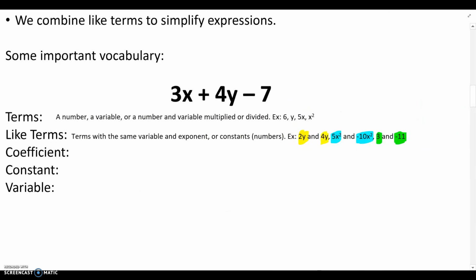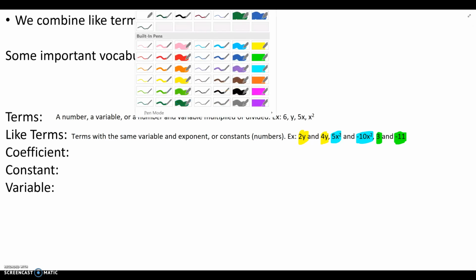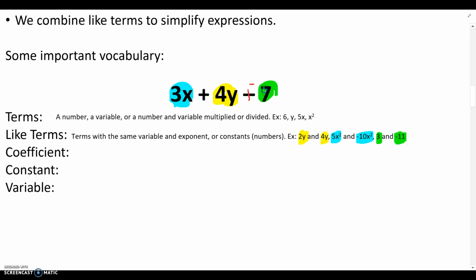So if we look up here at this algebraic expression, we have 3 x's and we have 4 y's, and we're going to change this to addition, and so we have a negative 7. And so therefore, we don't have any like terms because there's no other x's to go with our 3x, there's no other y's to go with our 4y, and there's no other constant or number to go with our negative 7. So the next thing we're going to talk about are coefficients.